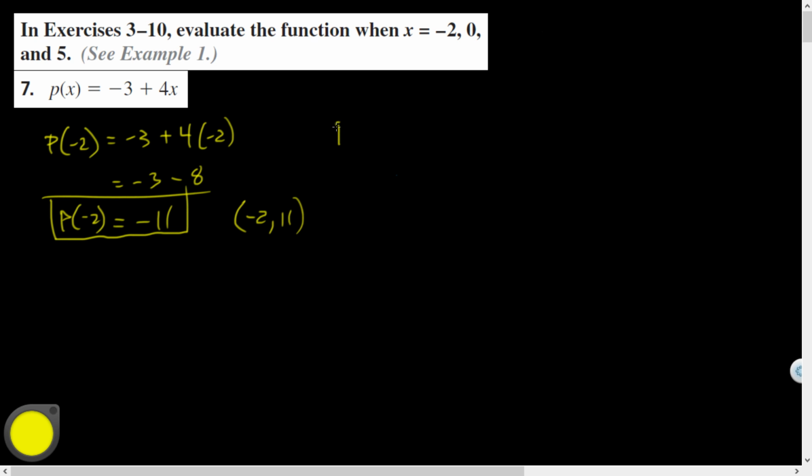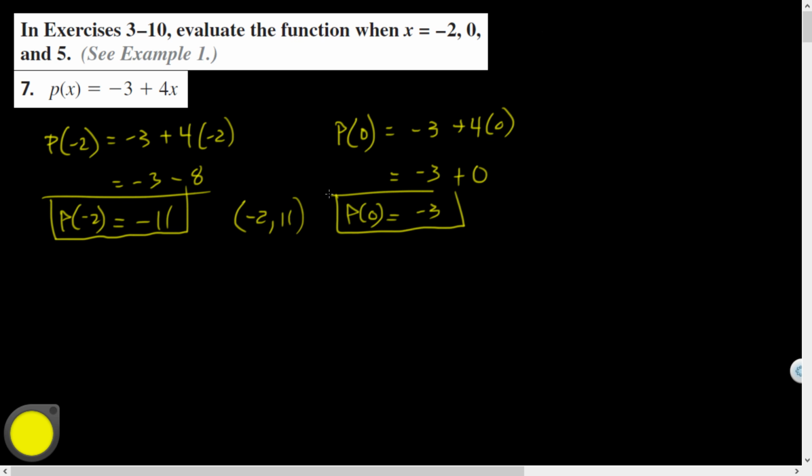Let me find out what p of 0 is. Plugging in 0 for the function means I'm replacing x with 0. So -3 plus 4 times 0. If there were multiple x's, I would replace each of the x's with 0. Well, 4 times 0 is 0, so it equals -3. So p of 0 equals -3.